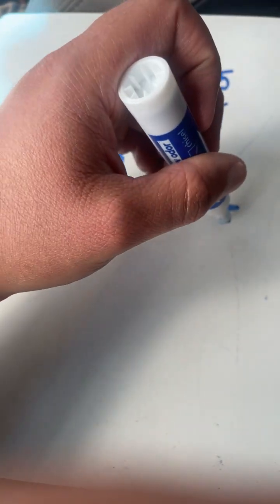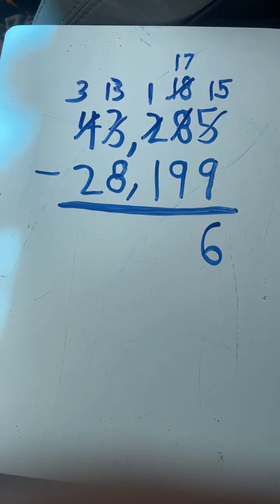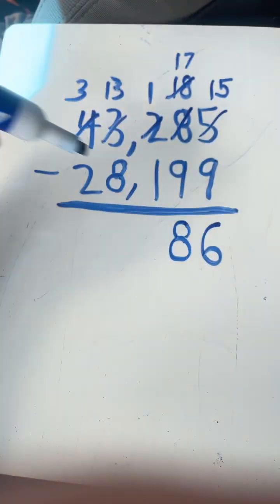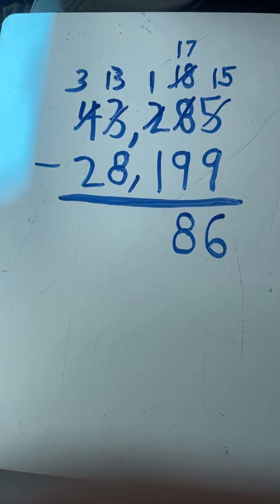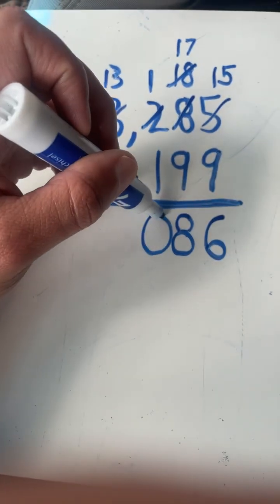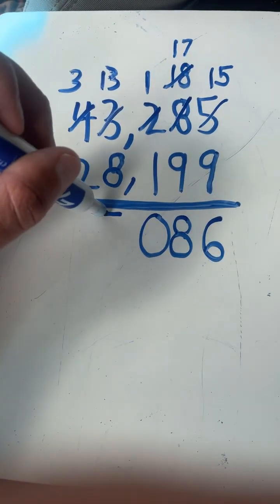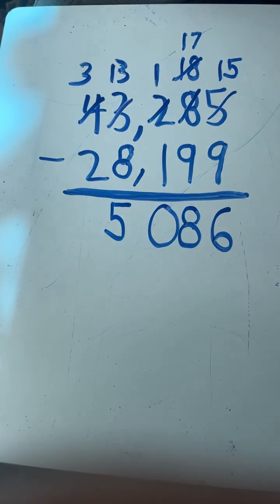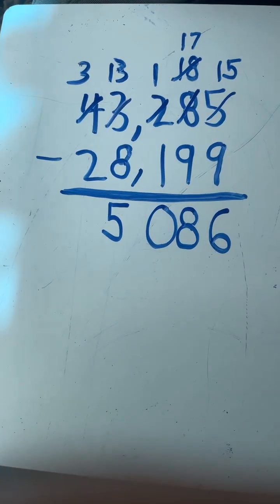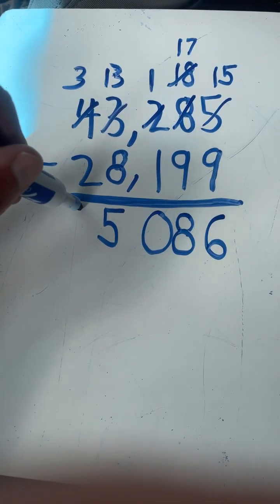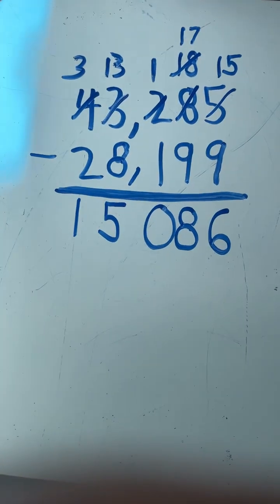15 minus 9 equals 6. 17 minus 9 equals 8. 1 minus 1 equals 0. 13 minus 8 equals 5. And 3 minus 2 equals 1. And we have our final answer.